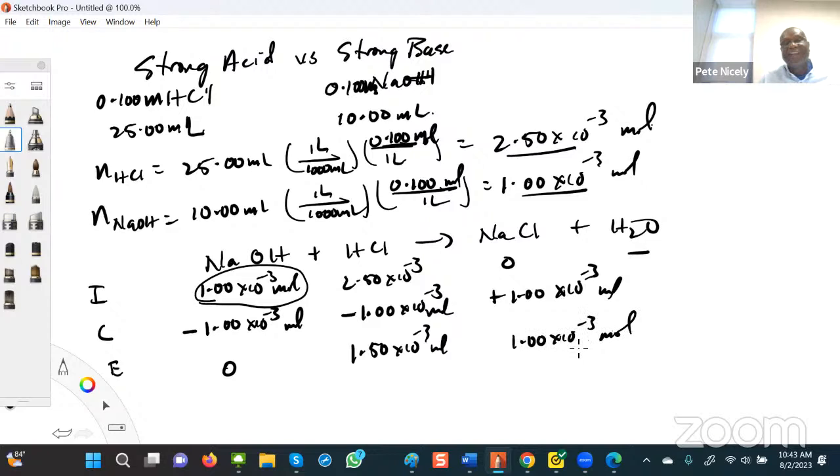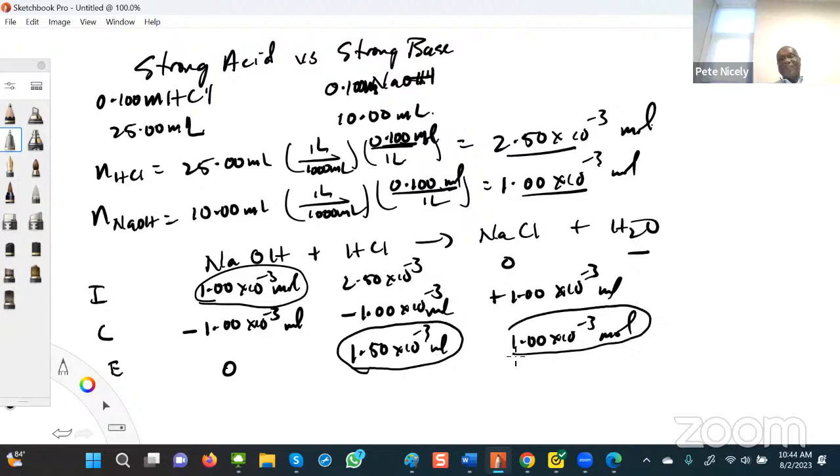Now at this juncture, you have to ask yourself, how does what is left affect the pH of the solution? Well, we have hydrochloric acid here, right? 1.50 times 10 to the minus 3 moles of hydrochloric acid. And over here we have sodium chloride. Now the thing about sodium chloride, as you should know, is that it is a product of a strong base and a strong acid. And therefore we know that the sodium chloride will be neutral. It's going to be a neutral salt. So the sodium chloride will have no effect on the pH whatsoever, right? So the only thing that we'll take into account as far as the pH is concerned is the hydrochloric acid.